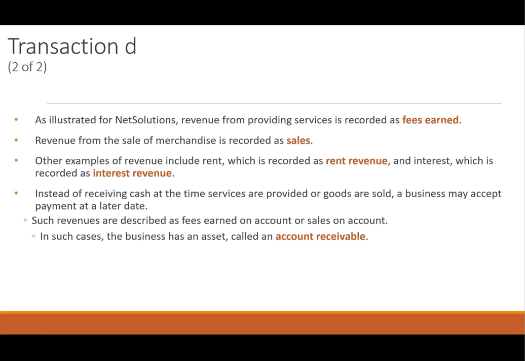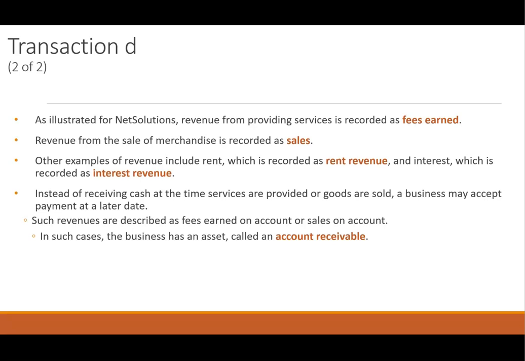Revenues are from providing services. And when we have revenues from selling merchandise, we call it sales. But when we have revenues from providing services, we call it fees earned. Okay? You can have other types of revenue, rent revenue, interest revenue, you name it. We have all kinds of revenue.